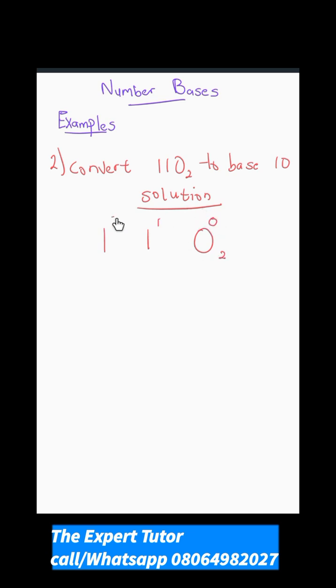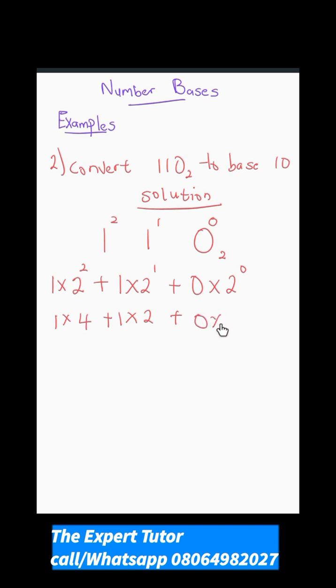0, 1, 2. So this becomes, isn't this 2? This is 1. This becomes 1 times 2 raised to power 2, plus this 1 times 2 raised to power 1, plus this 0 multiplied by 2 raised to power 0. I'll do the same thing. This becomes 1 times 2 raised to power 2, which gives me 4, plus 2 raised to power 1 gives me 2. So that's 1 times 2, plus this is 0. Now what did I say 2 raised to power 0 gives you? Anything raised to power 0 gives you 1.